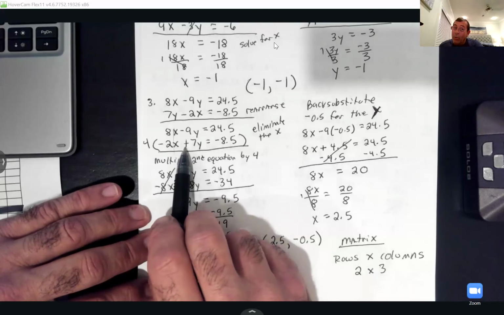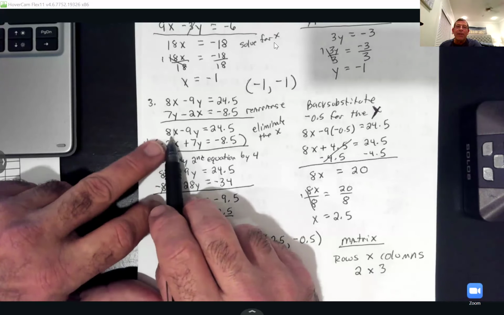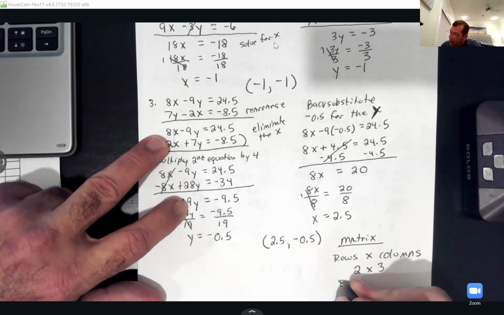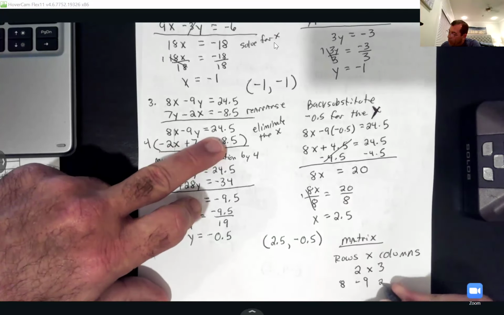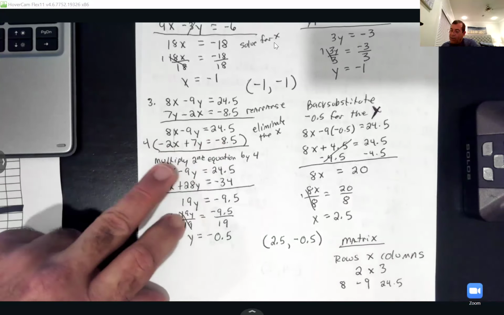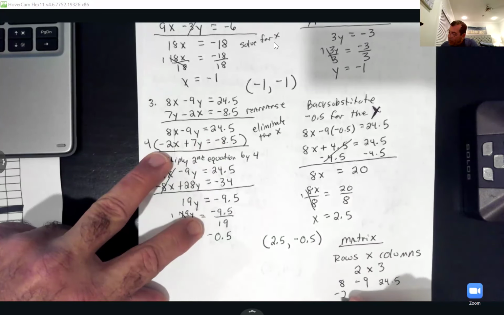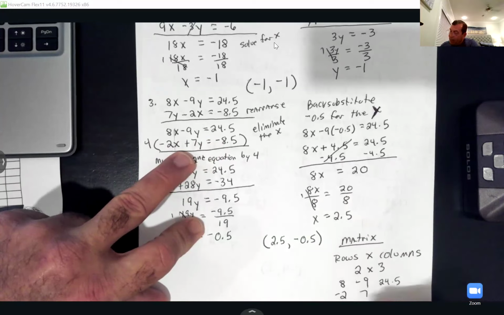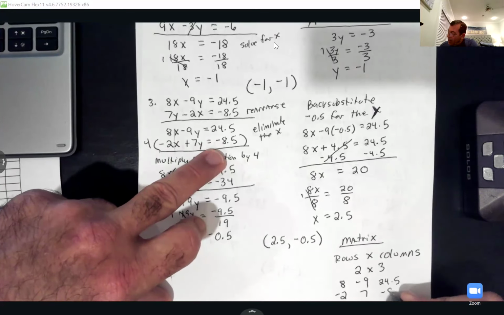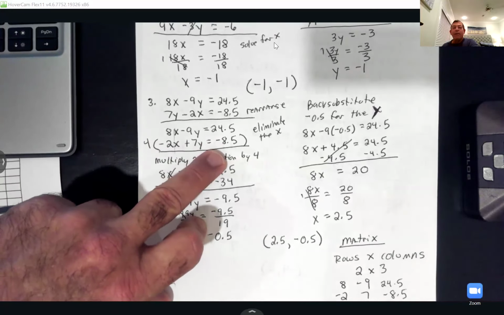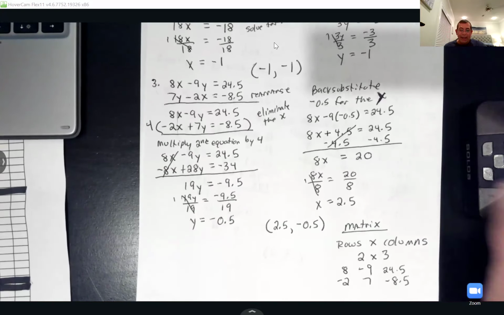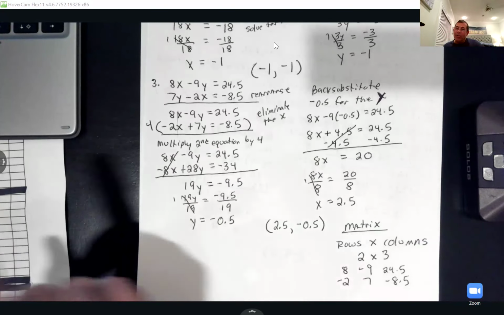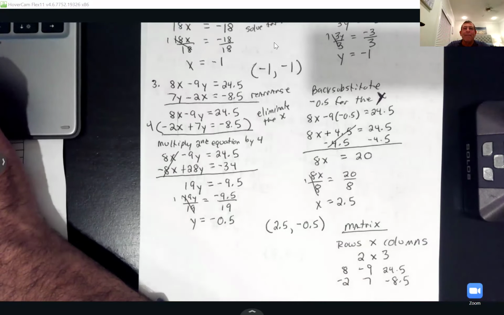Now, on the matrix, all I do is put in the numbers. Now, they got to be in order when you put them in. So in the matrix, I'm going to put an 8 in, a -9, and then the 24.5. On the second equation, my -2 for my x's, 7 for the y, and then -8.5 for the answer. Now, y'all got a calculator handy because I'm about to show y'all how to do this on your calculator. So I'm going to share my calculator screen.